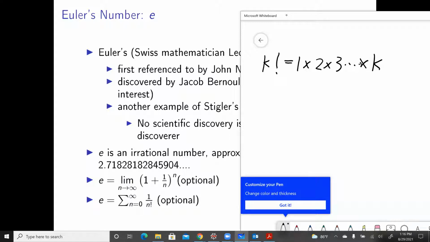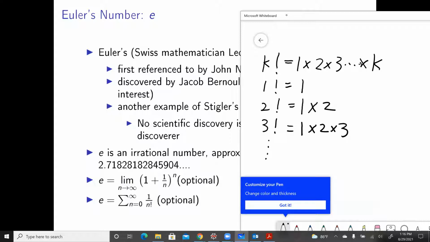So let's say 1 factorial is equal to what? 1, well, that's the only element we have, right? 2 factorial is equal to 1 multiplied by 2, and 3 factorial is equal to 1 multiplied by 2 multiplied by 3, right? And it continues. And a unique fact is 0 factorial is equal to what? Equal to 1, okay?